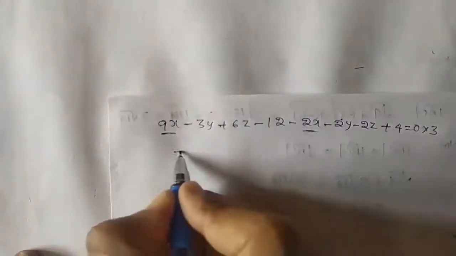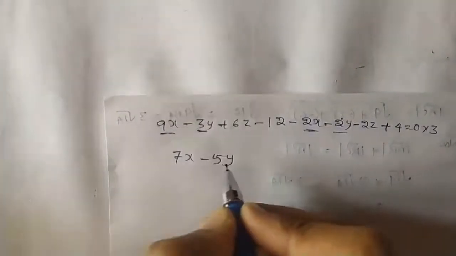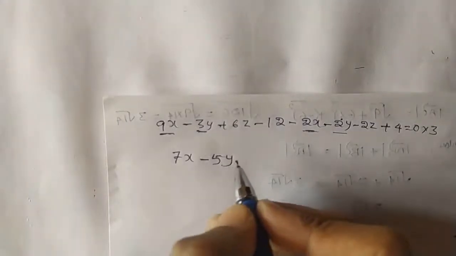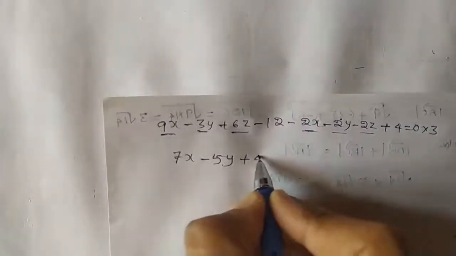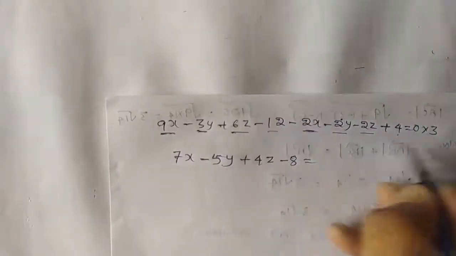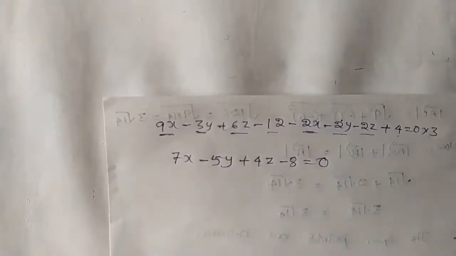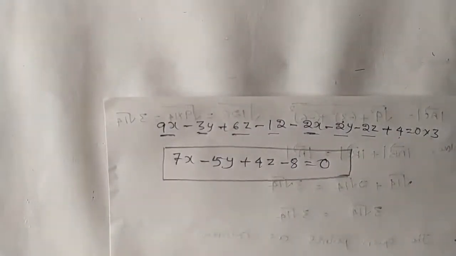Now 9x minus 2x is how much? 7x. Minus 3y minus 2y is minus 5y. 6z minus 2z is plus 4z. Minus 12 plus 4 is minus 8 equals 0 into 3 is 0. Therefore 7x minus 5y plus 4z minus 8 equals 0, which is the required equation of the plane. Hence, it is the solution for the 37th question. Now, see the 38th question in your question paper.